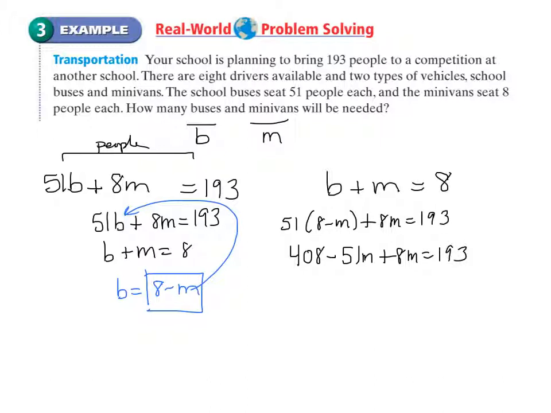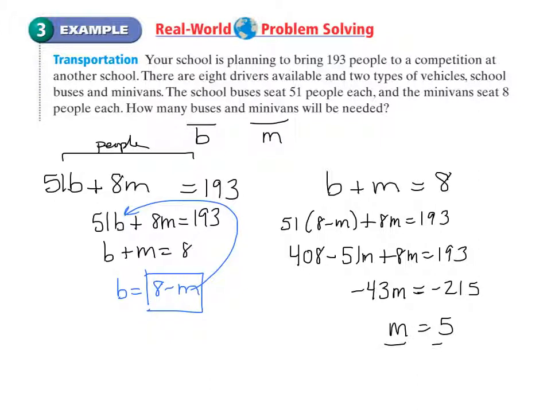51 times 8 gives me 408 minus 51m plus 8m equals 193. All right, I'm just going to keep going here. That gives me negative 43m. I'm going to subtract 408 on the other side, equals negative 215. And 215 divided by 43 will give me positive 5, negative divided by negative. So m equals 5.